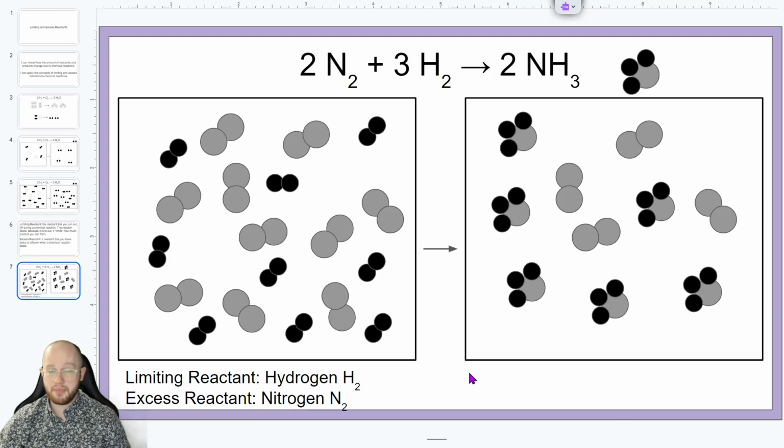That is the basic definition of limiting and excess reactants, how it's applied, and how these pictures can be helpful in understanding that. So I'm going to give you some practice with this before we move on to the more calculation-based stuff.